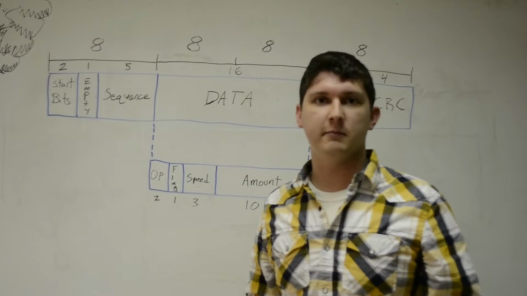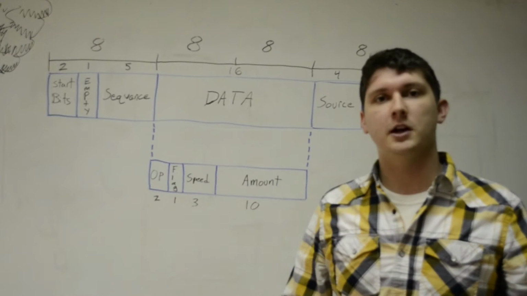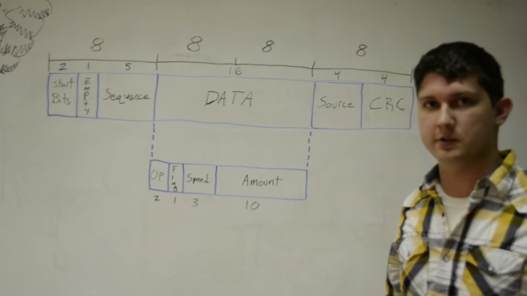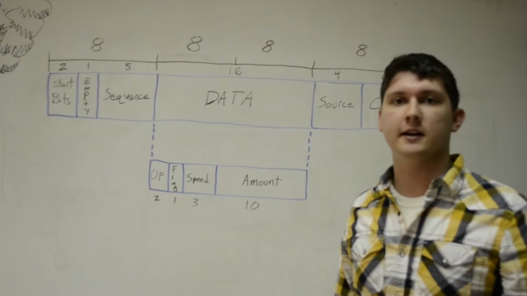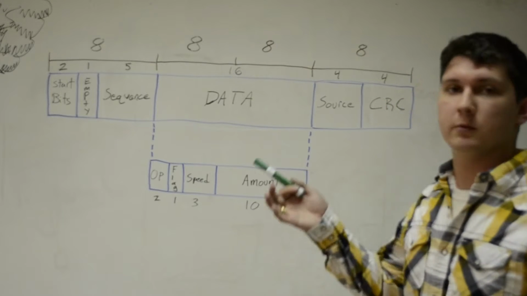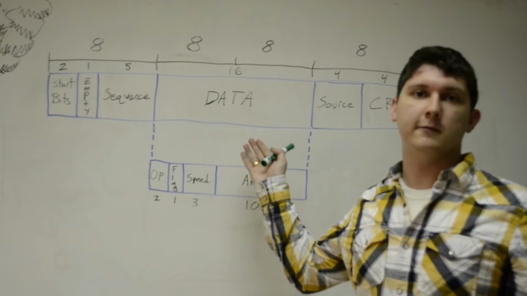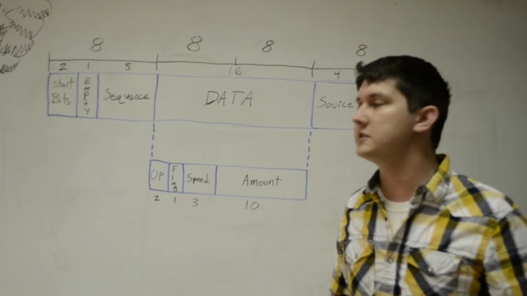The next field is 5 bits of sequence data. This is just a value that counts up with every message that is sent, so we can tell when a message has been dropped or lost. There are 16 bits of data. The data, when it's coming from the rover to the laptop, will consist of a formatted value of the sensor, which is measured in centimeters.